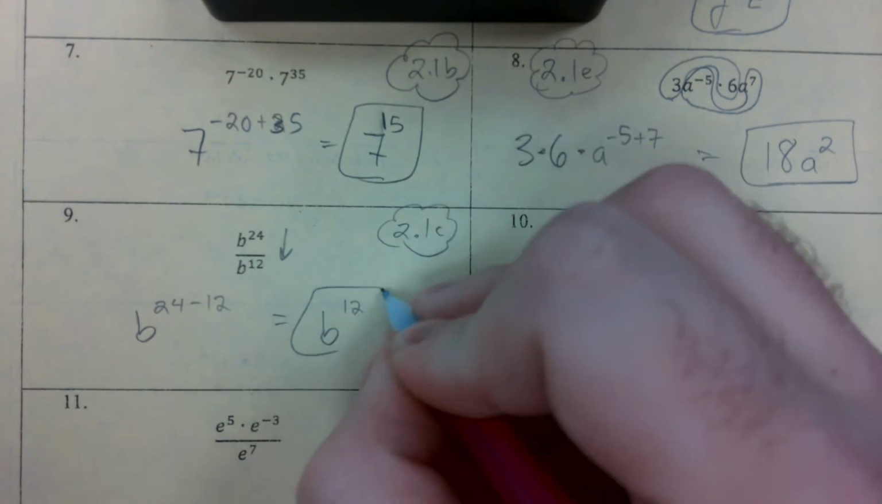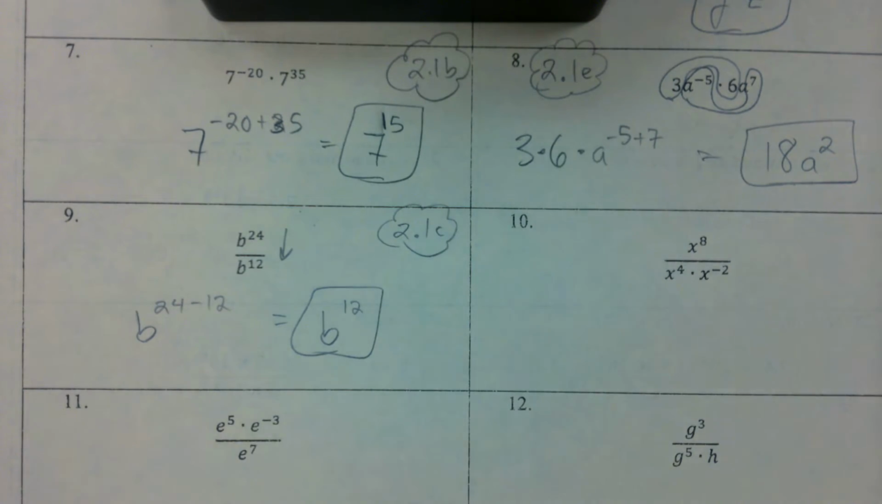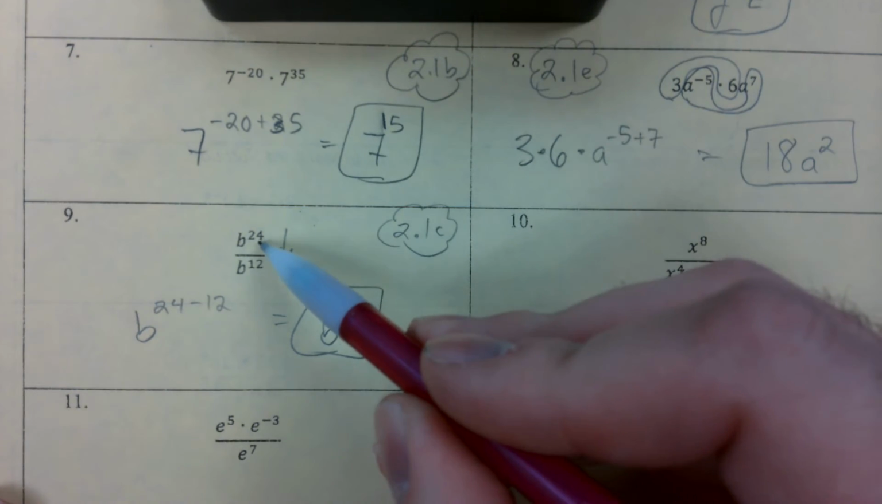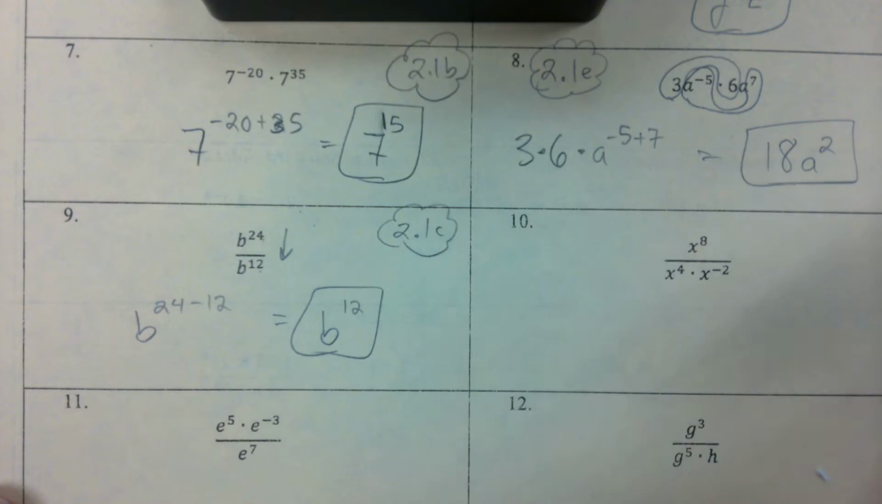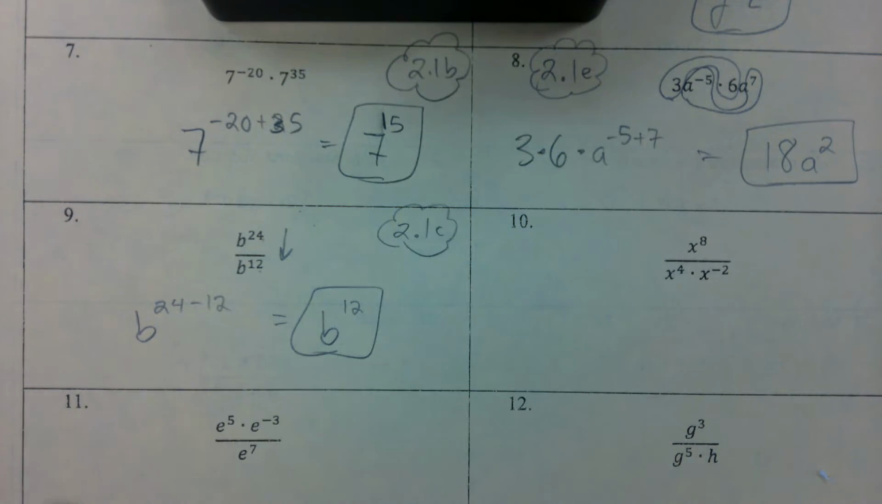I saw a lot of people with b squared as their answer, b to the 2nd. Again, I totally understand. You probably just divided 24 by 12 instead of subtracting. So make that change if you need to, so that you know we're going to be subtracting downward.